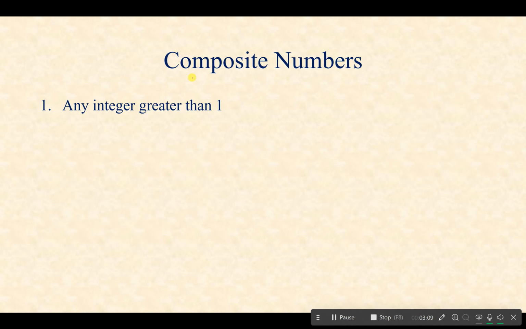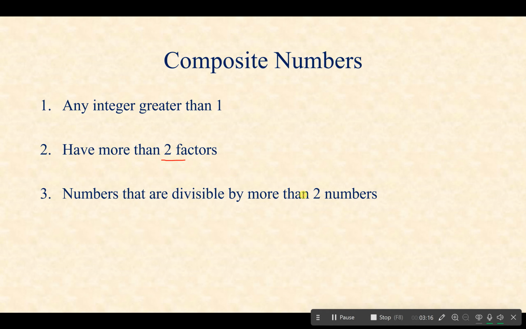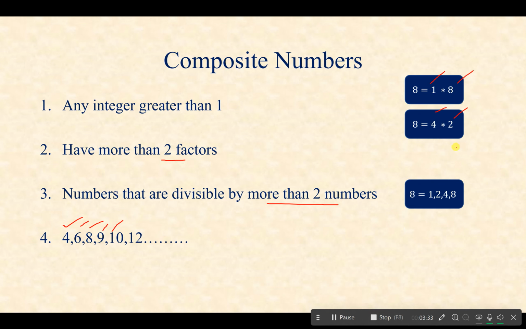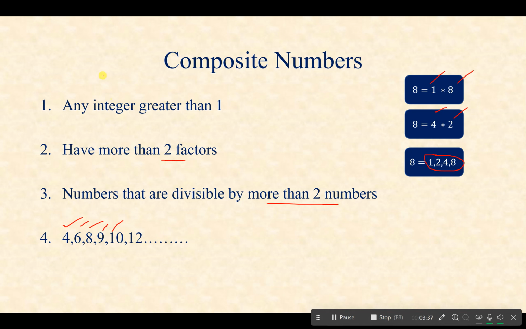Next we'll see what is a composite number. Any number which is greater than 1 and has more than 2 factors. That is, numbers that are divisible by more than 2 numbers. For example, 4, 6, 8, 9, 10. See here, the factors of 8 are 1 into 8, 4 into 2. So 8 has 4 factors. As you can see, this condition is satisfied, more than 2 factors.